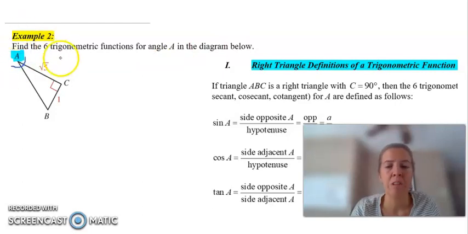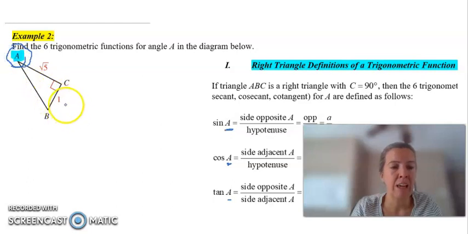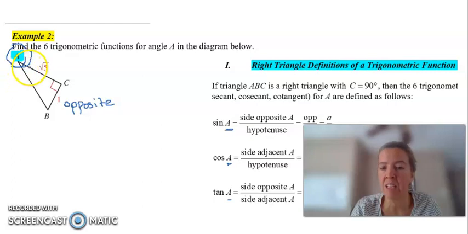So when we talk about opposite and adjacent, that needs to be relative to the angle that is our input in the trig function. So in this case, angle A. So the side opposite of angle A is this side down here, the one that has length 1. And the side adjacent to A, well, there's these two sides that are touching angle A. One of them, the one that's opposite of the right angle, is the hypotenuse.